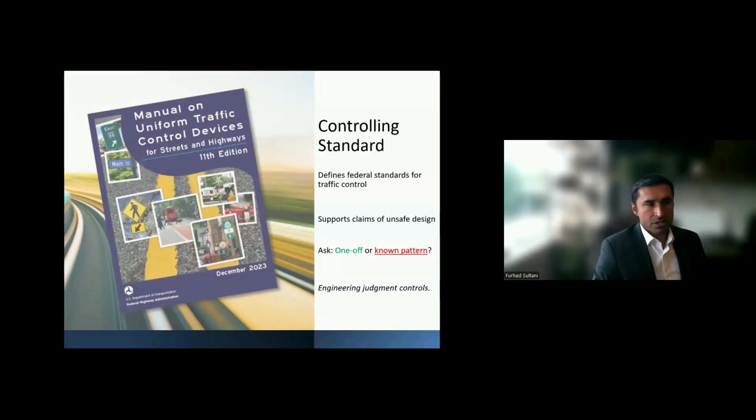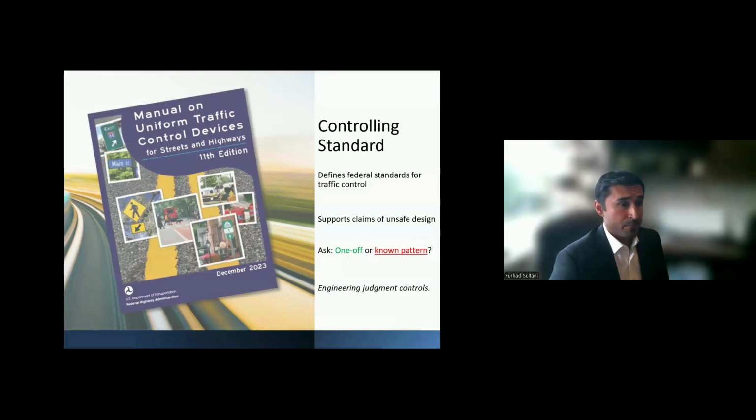And I want to touch briefly on the MUTCD. So this is the Manual of Uniform Traffic Control Devices. This is a great starting point. It defines all the federal standards for traffic controls, and it's very easy to read. You'll go and you'll look at your particular intersection, your crosswalk, your closure, and you'll try and find an analogous one in the book. And it'll give you examples of best practices that ideally will support your claim of an unsafe design.